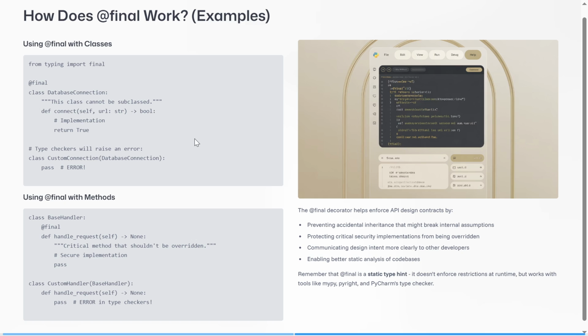This actually helps to enforce API design contracts by preventing accidental inheritance that might break internal assumptions, and also protecting critical security implementations from being overridden, communicating design intent more clearly to other developers, and also enabling better static analysis. Remember that @final is a static type hint. It doesn't actually enforce restrictions at runtime, but works with tools like MyPy, Pyright, and also PyCharm's type checker.